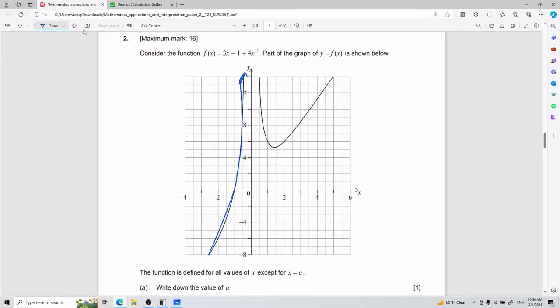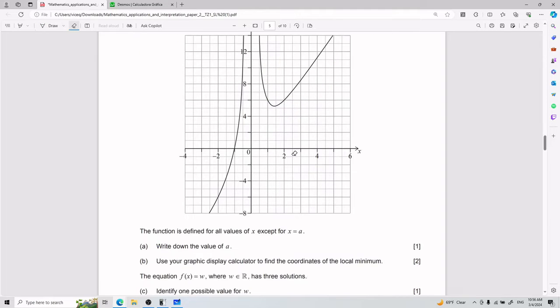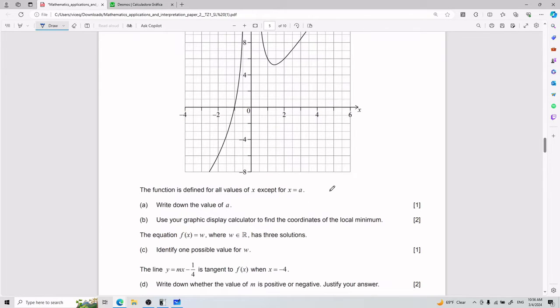Then there's a little bit of space in between. There's something going on here, right? There's a little bit of space in between. Then it sort of comes back with a curve. There's something here, and that is my graph. See? All right, cool. So the function is defined for all values of x except for x equals a, and we need to write down the value of a.